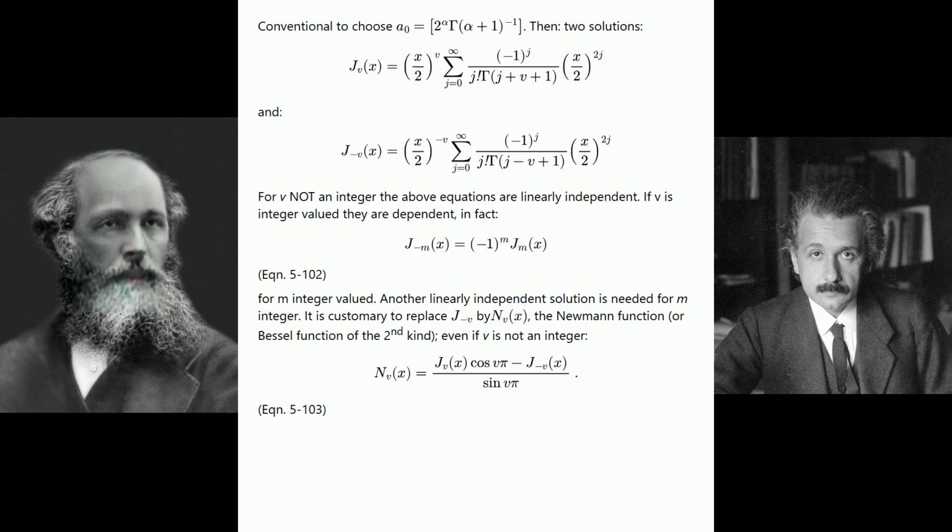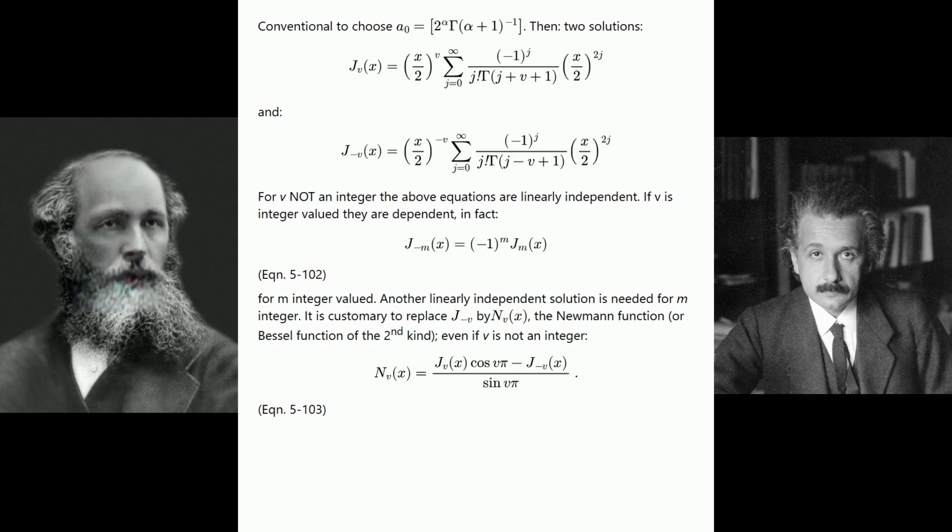If v is integer valued, they are dependent. In fact, see equation 5-102. For m integer valued, another linearly independent solution is needed. It is customary to replace J sub negative v by N sub v of x, the Neumann function or Bessel function of the second kind, even if v is not an integer.